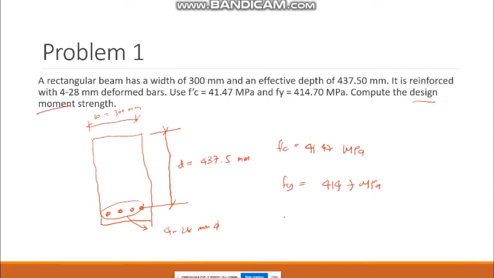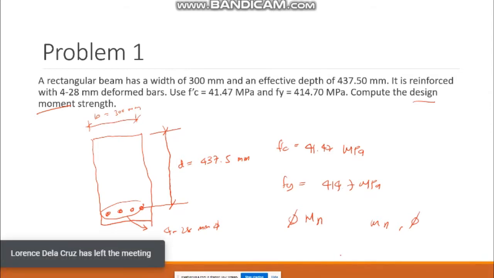We are asked to find the design moment strength, in other words phi Mn. To get it, we need Mn, and at the same time we also have to determine phi. That will be our sample for today. We will solve using method 1 and also method 2.